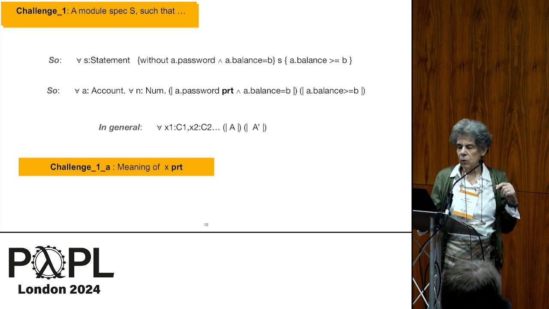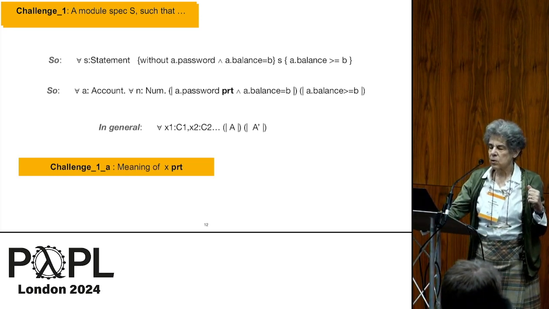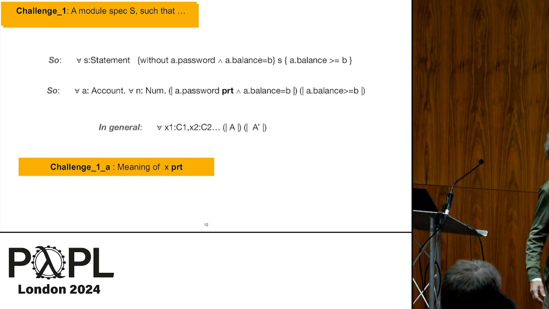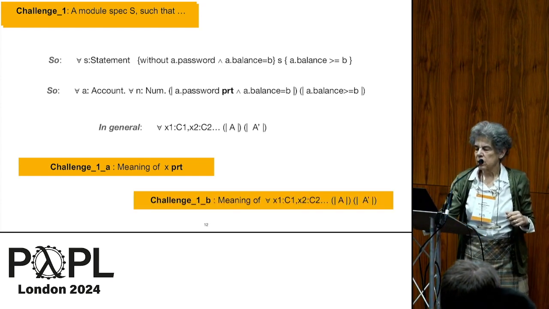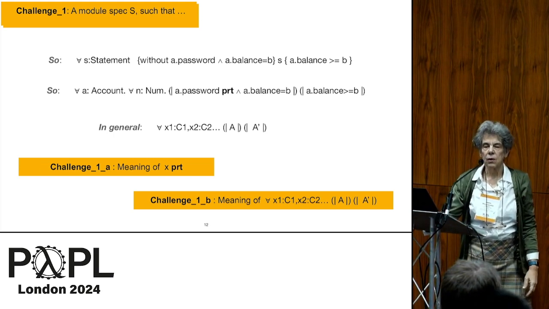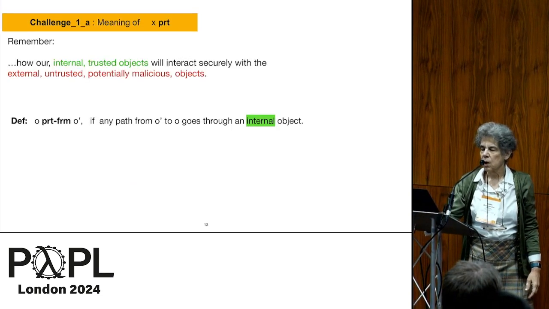So now we have got two further challenges. One is, what does it mean for a password to be protected? Here I express without a password, a password is protected. And the other challenge is, what is the semantics of those two-state specifications, the invariant specifications?